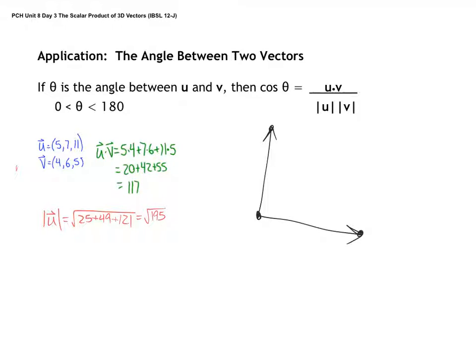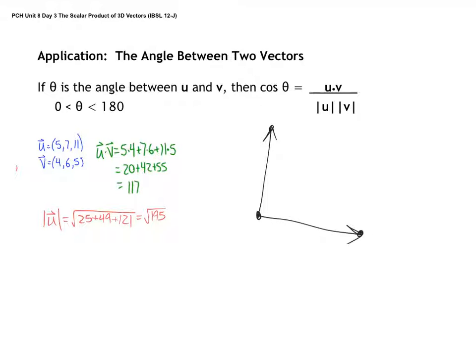Okay. So we have the square root of 195, which actually is simplest radical form. I think it's 3 times 5 times 13. Wait. Yeah, it's 39 times 5. 39 is 3 times 13. So yeah, okay? That's simplest radical form.